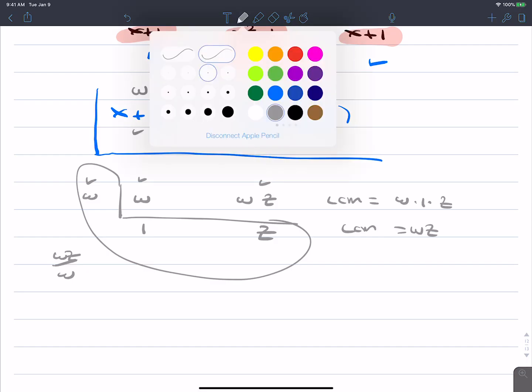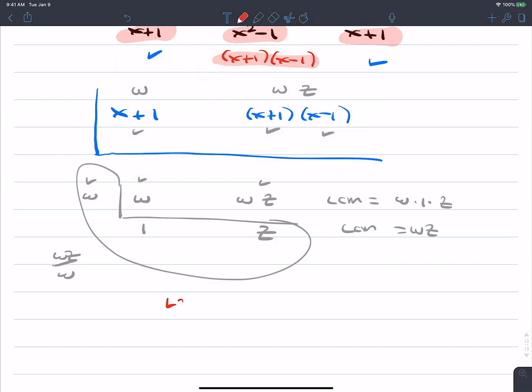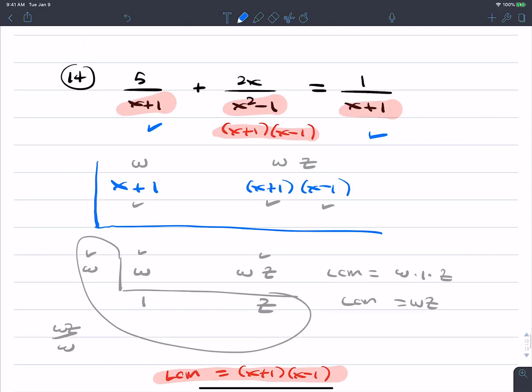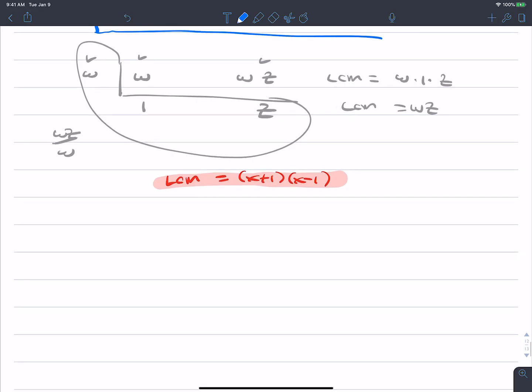But really, your LCM will be what? X plus 1 times what? X minus 1. Okay, you guys okay with that? So that's what we're looking for. So I'm going to have to multiply every term by that.